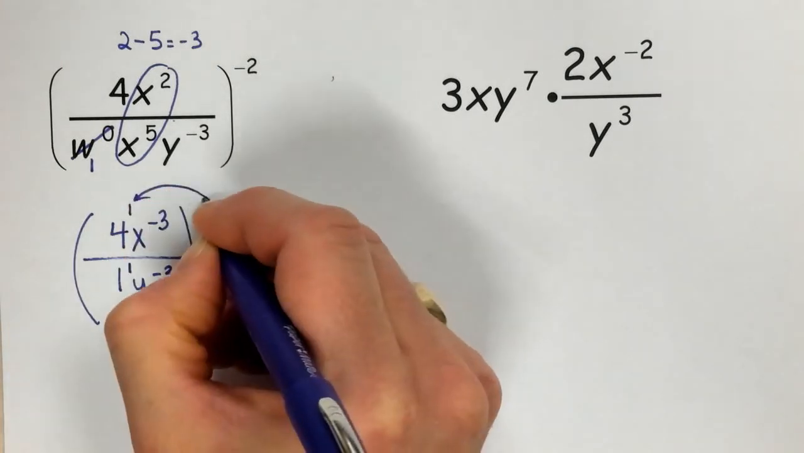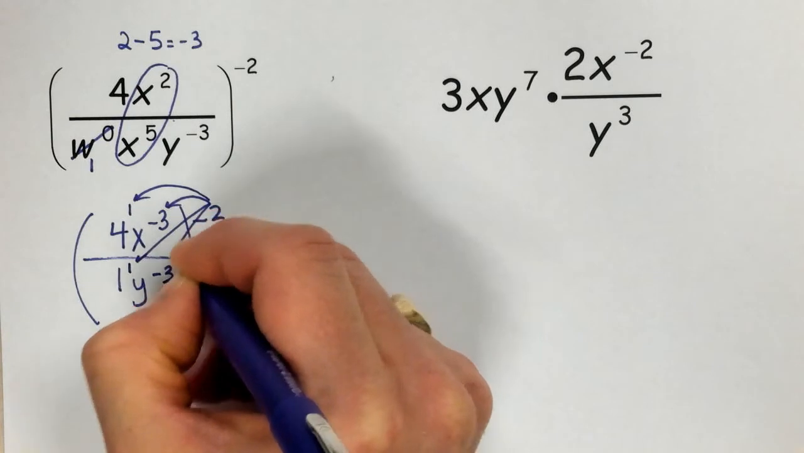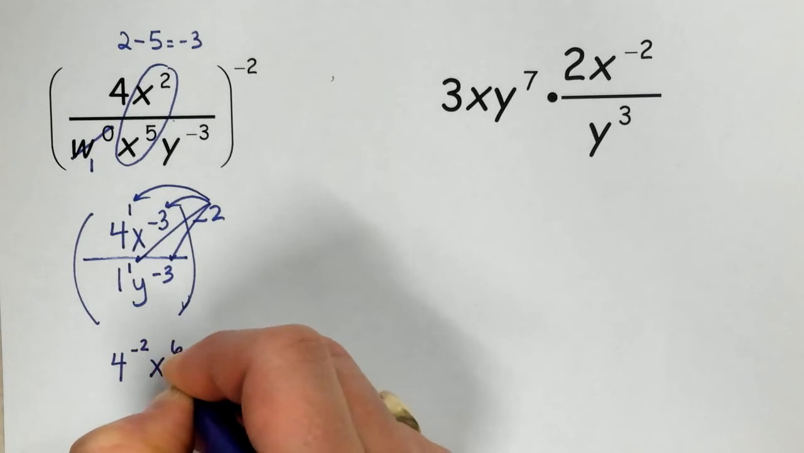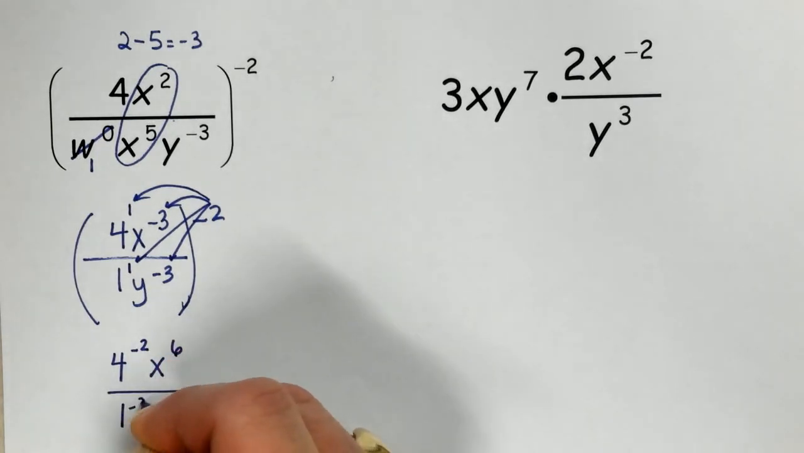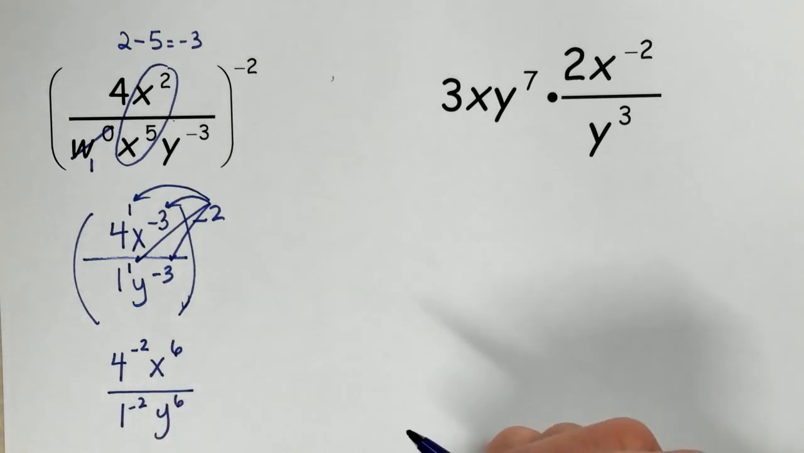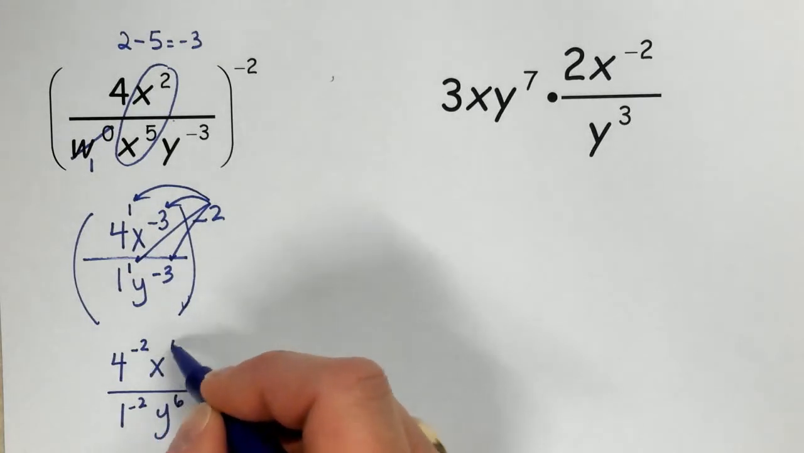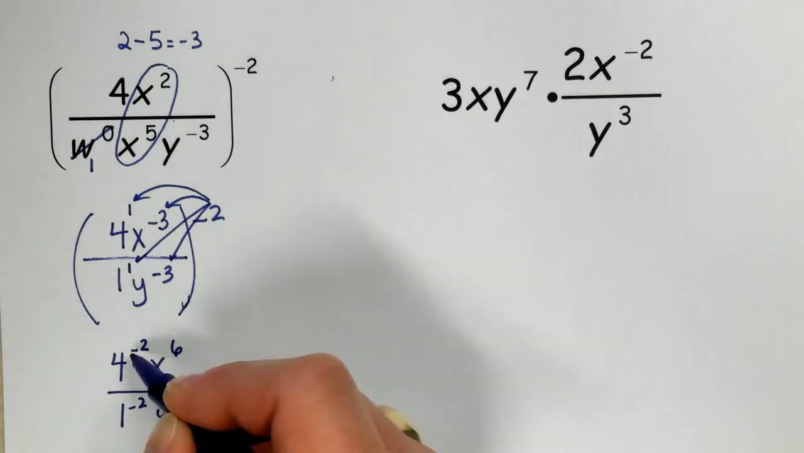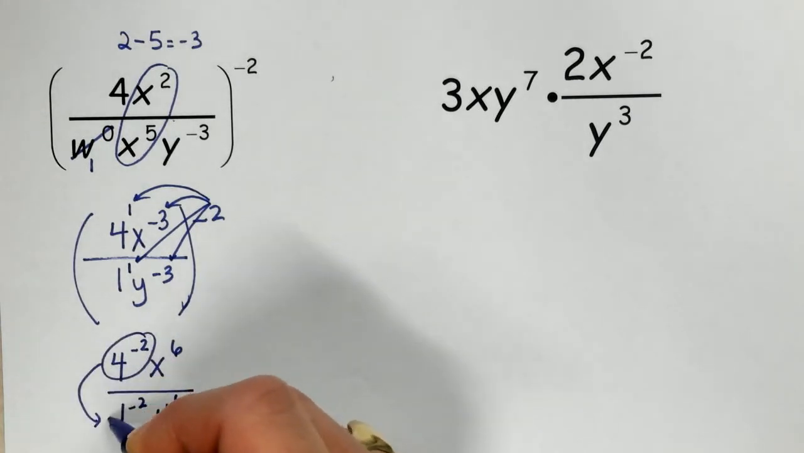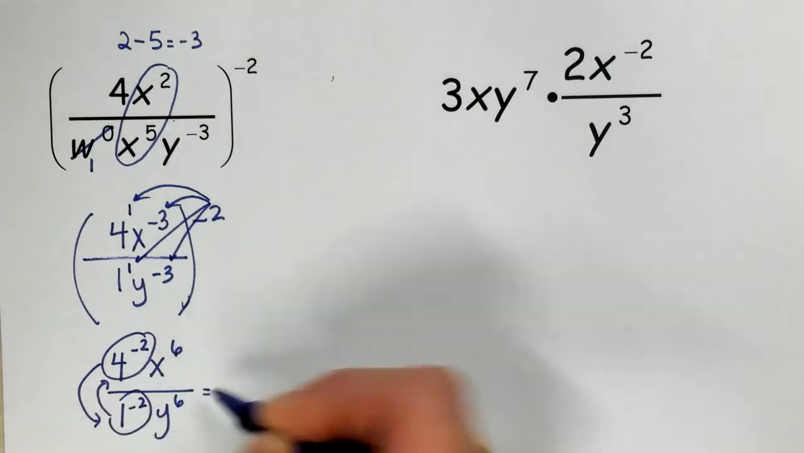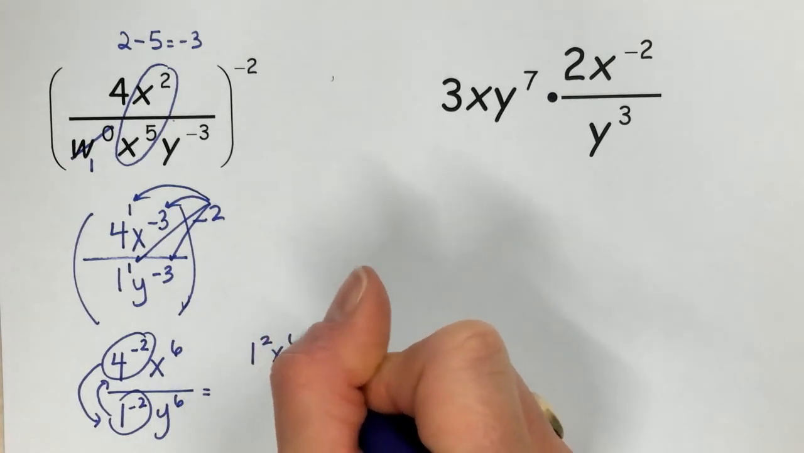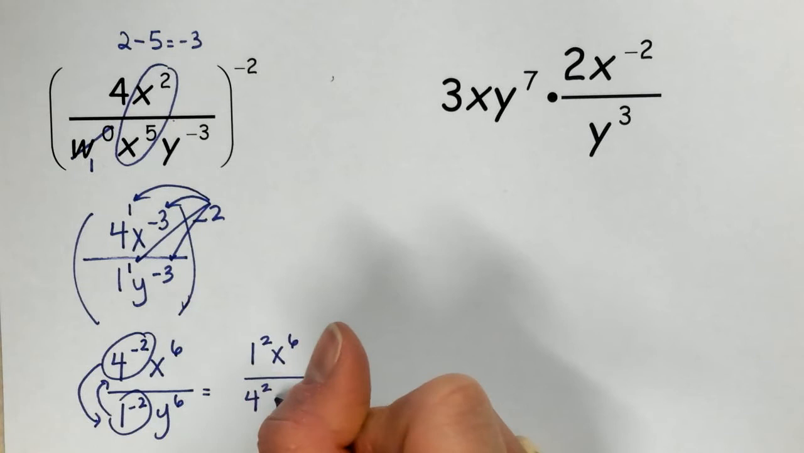And now I'm going to multiply my exponents. So 4 to the negative 2, x to the positive 6, 1 to the negative 2, if I still have my 1, y to the positive 6. I'll notice that my x's are happy, my y's are happy, but my number is not. So my 4 squared will move down, my 1 squared will move up. Again, that's just a 1. I don't even have to have written it. So I have 1 squared with my x to the 6th, and I'll have 4 squared with my y to the 6th.